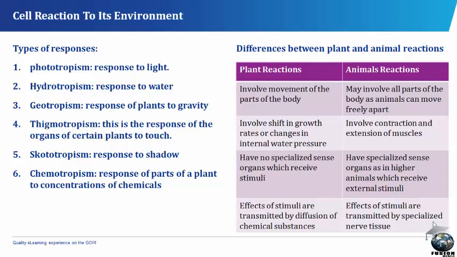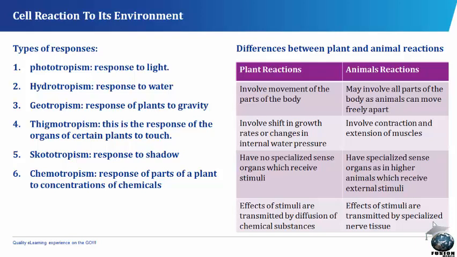Animal reactions may involve all parts of the body, as animals can move freely apart. Plant reactions involve shifts in growth rates or changes in internal water pressure. Animal reactions involve contraction and extension of muscles. Plant reactions have no specialized sense organs which receive stimuli. Animal reactions have special sense organs, as in higher animals, which receive external stimuli.